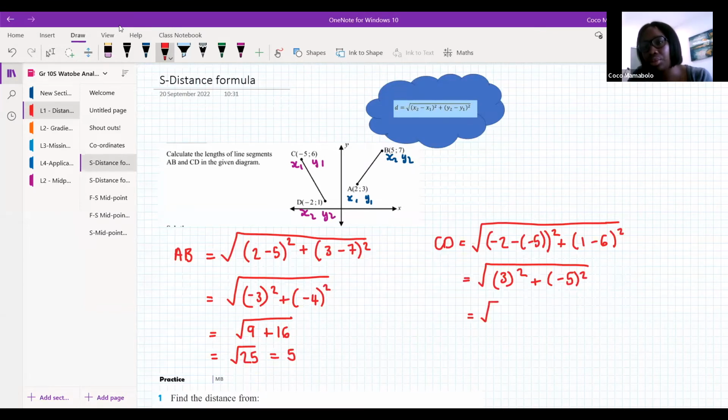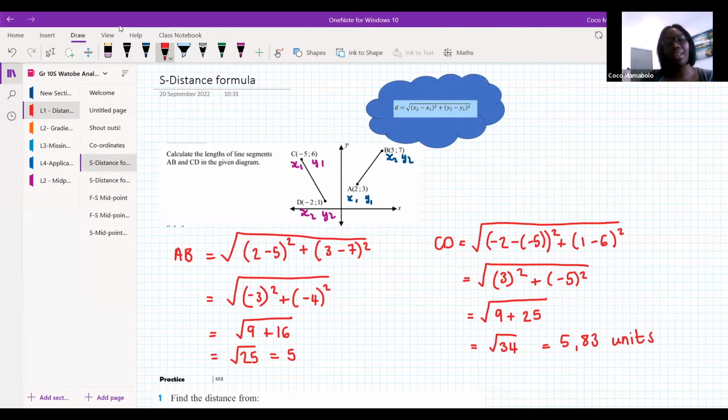This is equal to the square root of 9 plus -5 squared, which is 25. And this is equal to the square root of 34, which I believe is 5,83 units. Well done, guys, for remembering to write units, because we are measuring units. Unless they tell you that it's centimeters or meters or millimeters, you just write units.